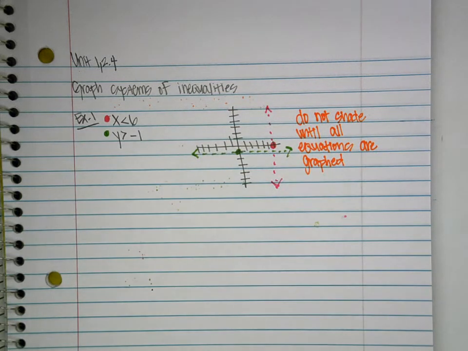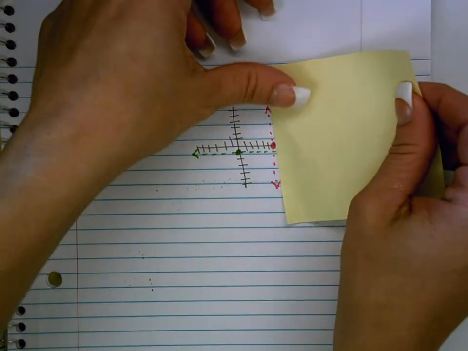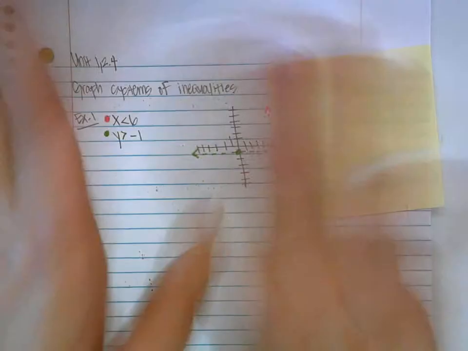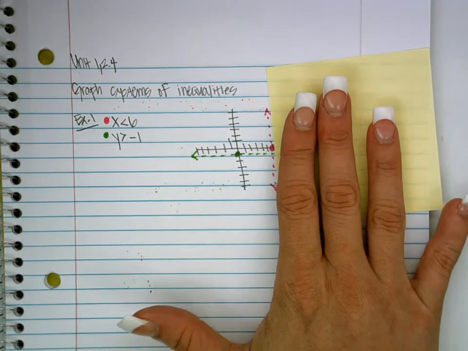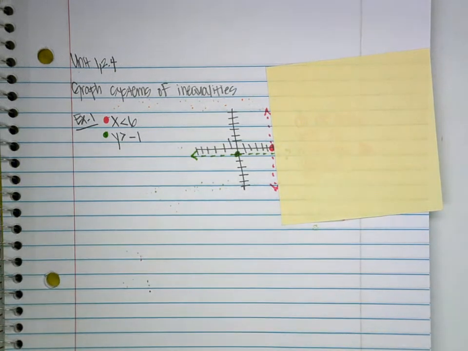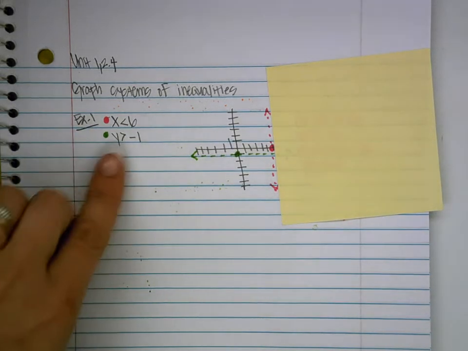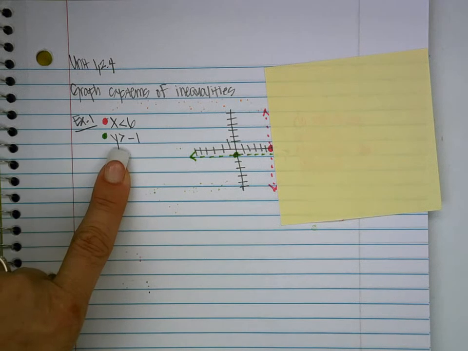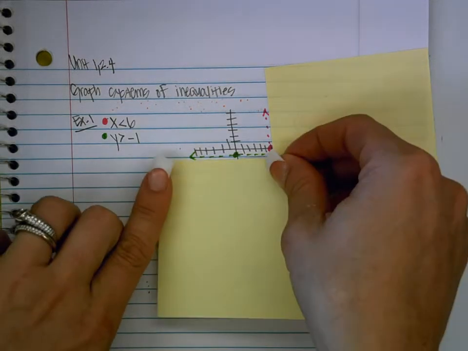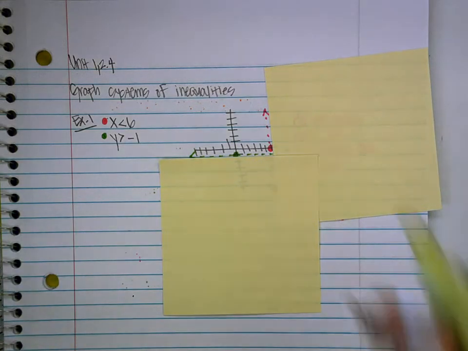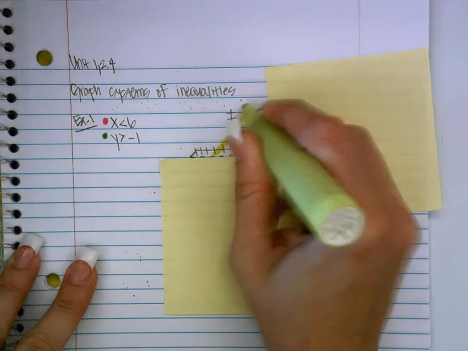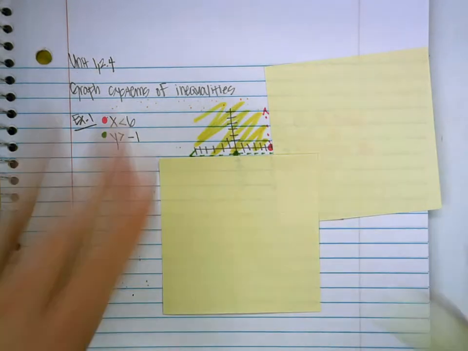So instead of shading, I would actually cover up. You can do it with a Post-it or just with your fingers. Cover up what you're not going to shade. Then for the green line, would you shade above or below the green line? Y is greater, above. So I would not shade below. Then whatever's left behind is where your shading should go. It just makes it a little bit neater, and then you can tell what your actual answer is instead of just all this crazy overlap.